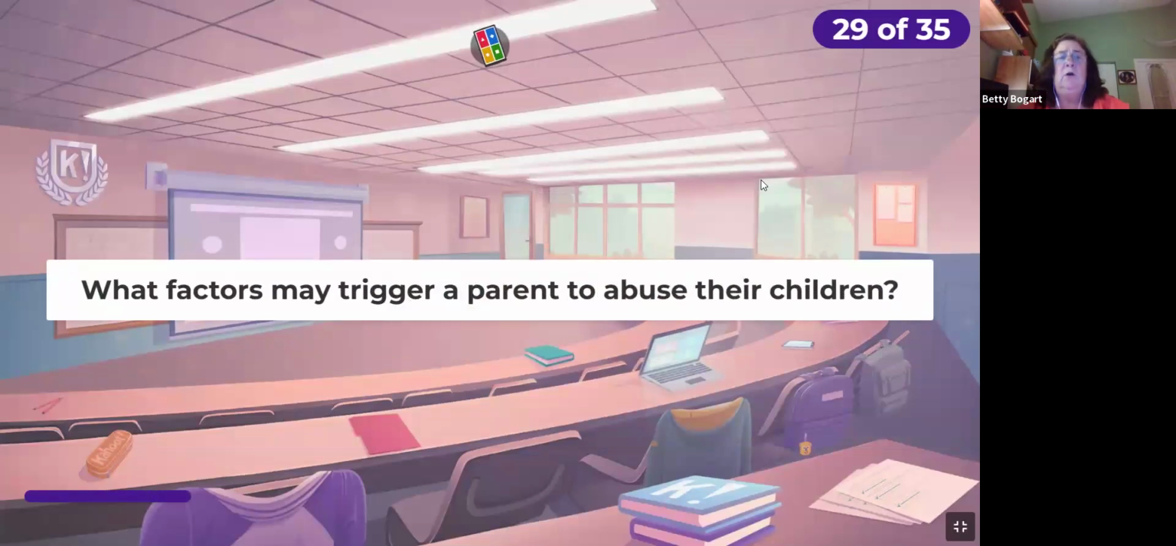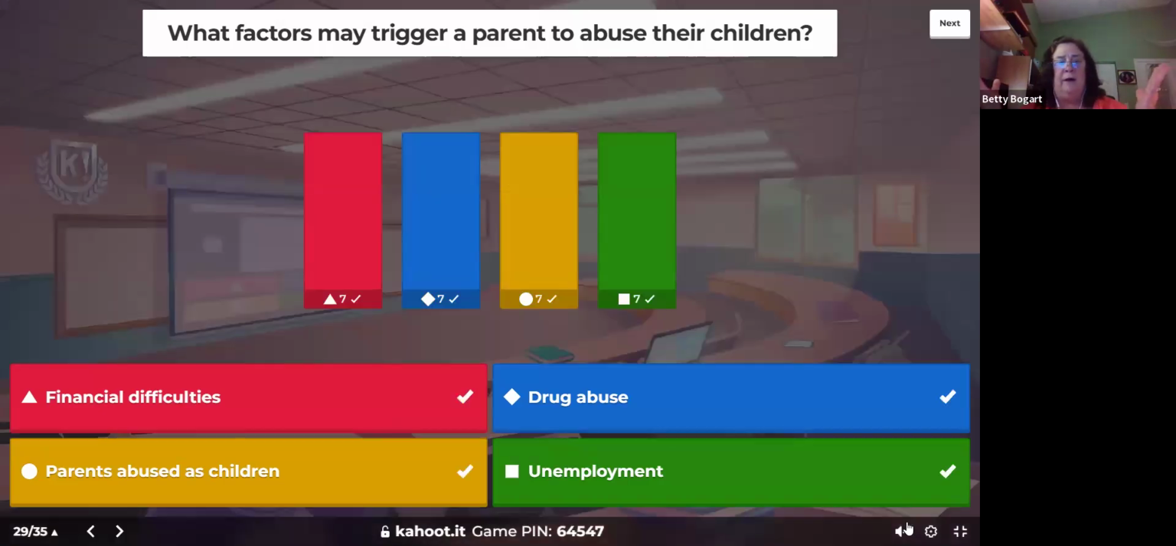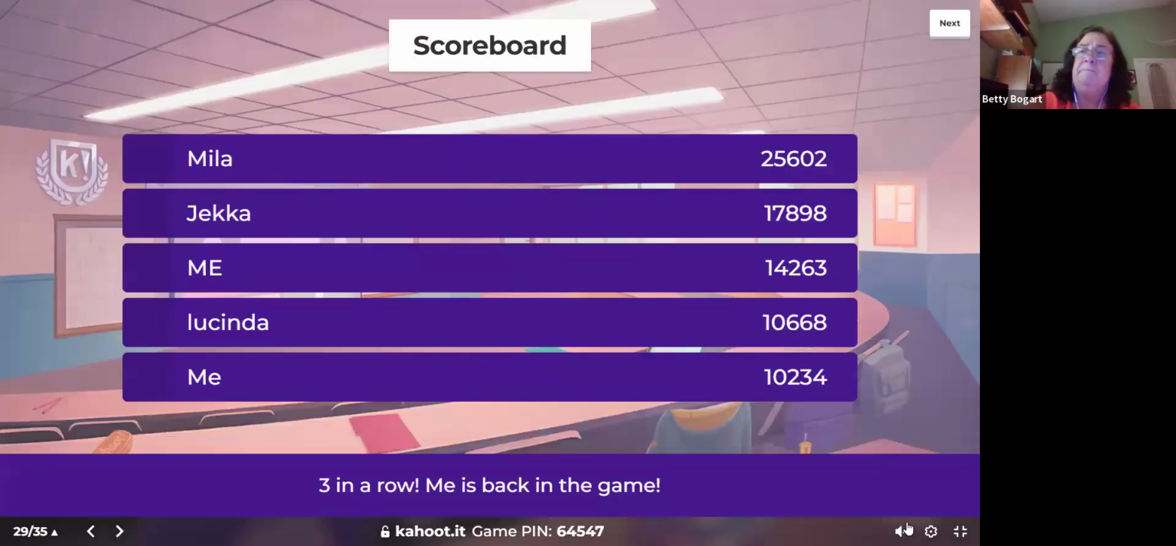A multi. What factors may trigger a parent to abuse their children? Give you another one to look at. So it's all of the above, and yes, very good.